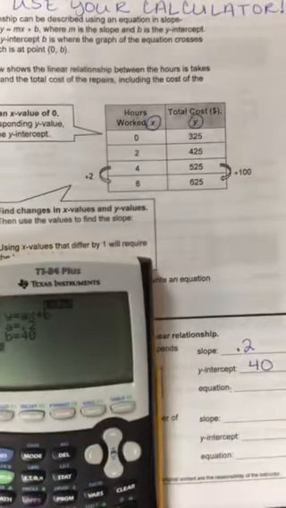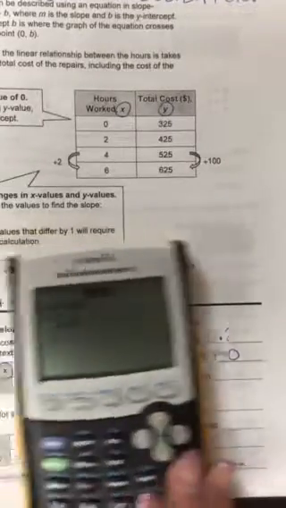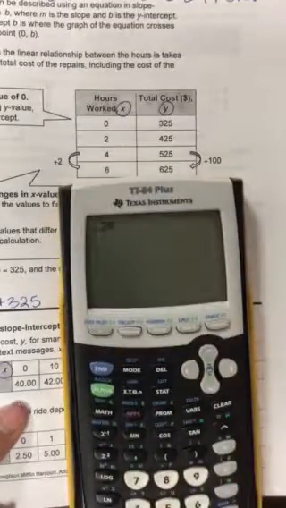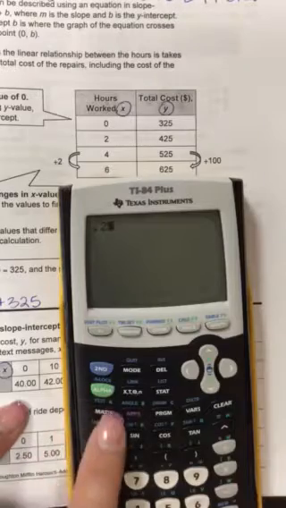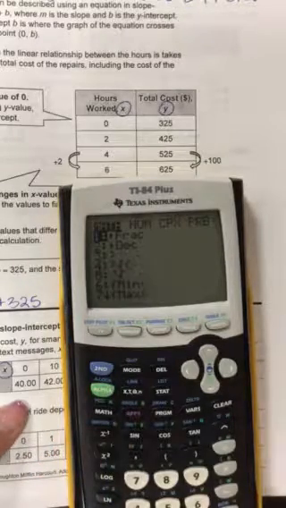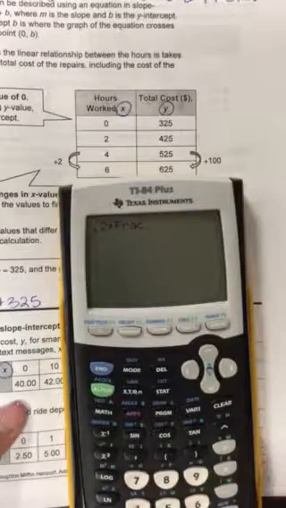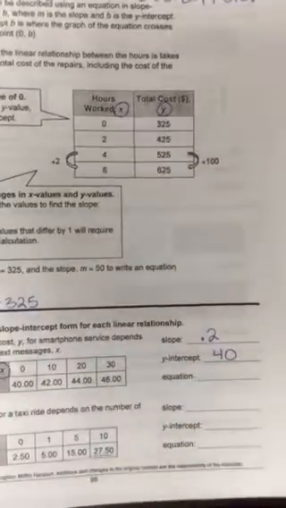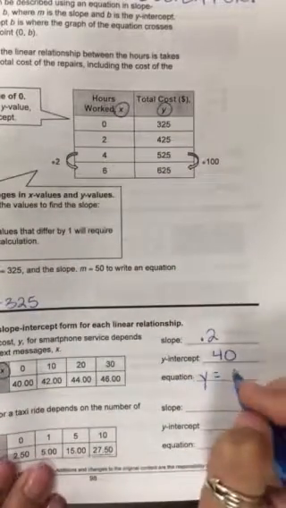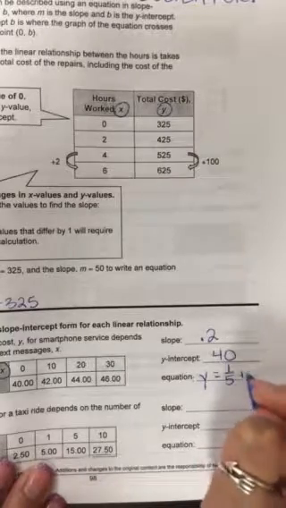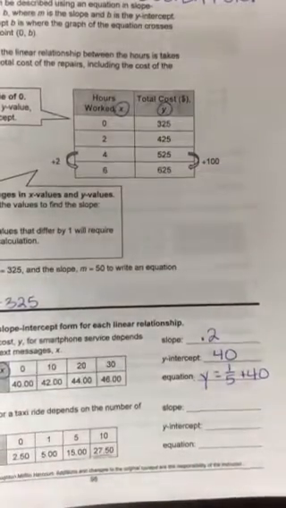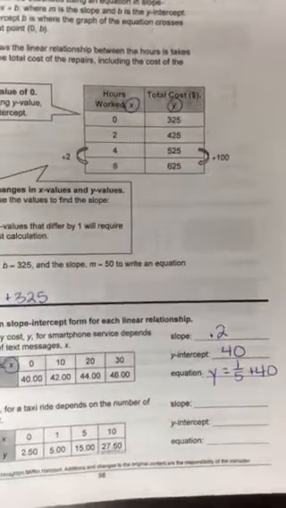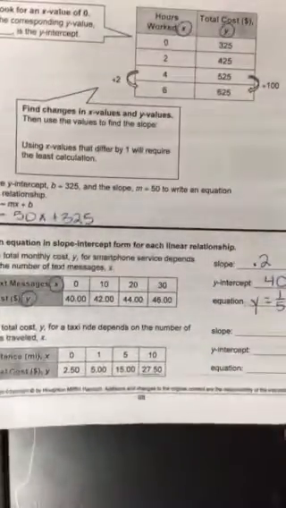Now, here's the thing. Most people like to have the equation written as a fraction, and we can do that because if we clear this out, we can take 0.2 and enter it into the calculator, and then hit Math, which is right here under the green button. It highlights fraction, and we hit enter, and it gives a fraction of 1/5. So now I can write it as y equals 1/5x plus 40. Will I count off if you write 0.2? No, only if it tells you to turn it into a fraction. If it doesn't, don't worry about it.